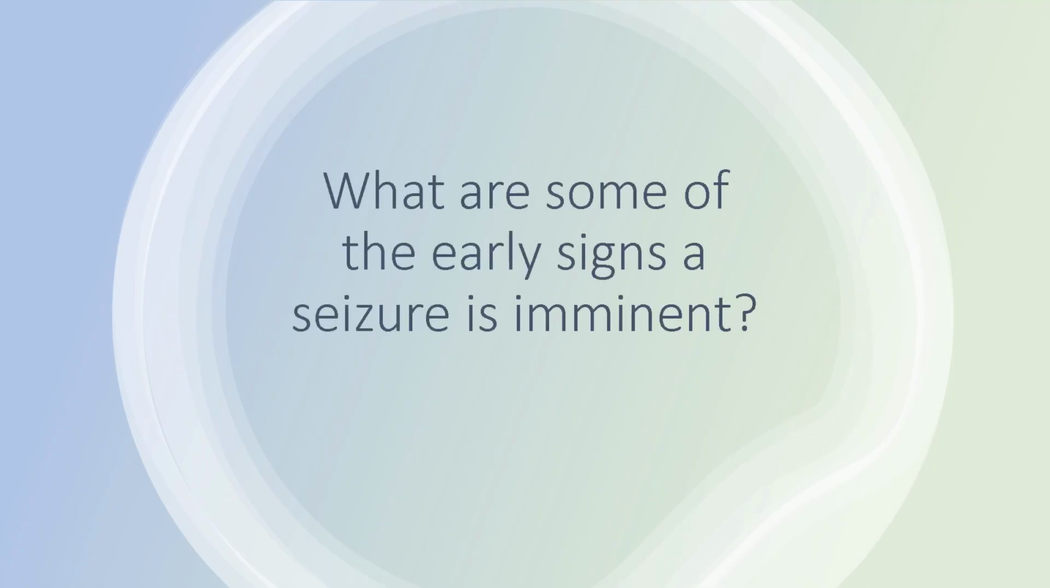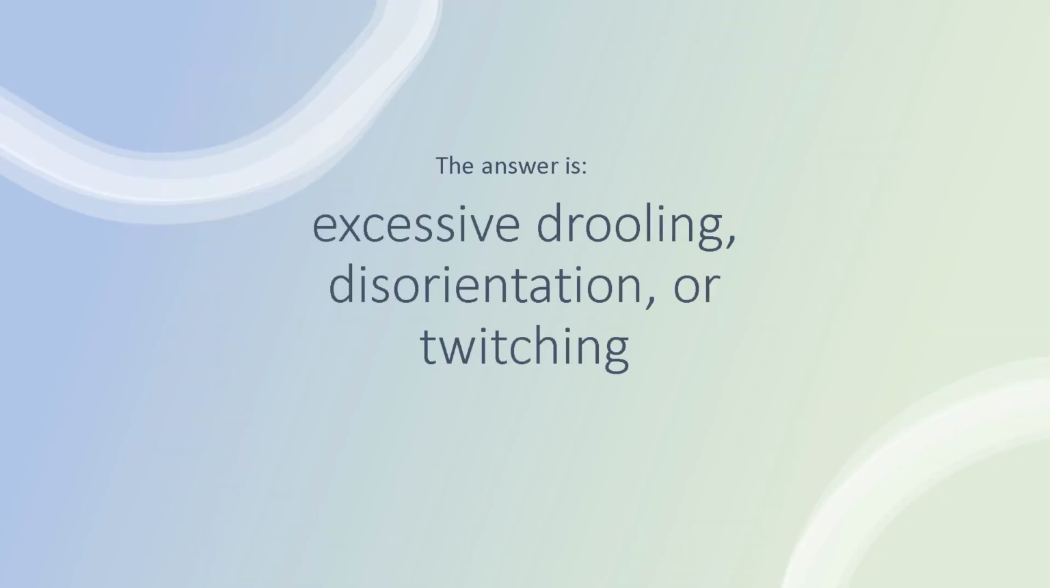What are some of the early signs that a seizure is imminent? The answer is excessive drooling, disorientation, or twitching.